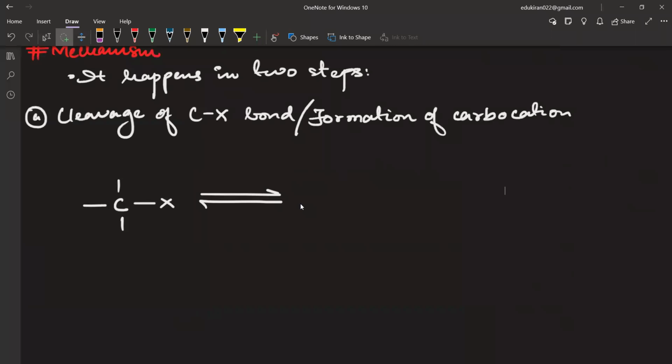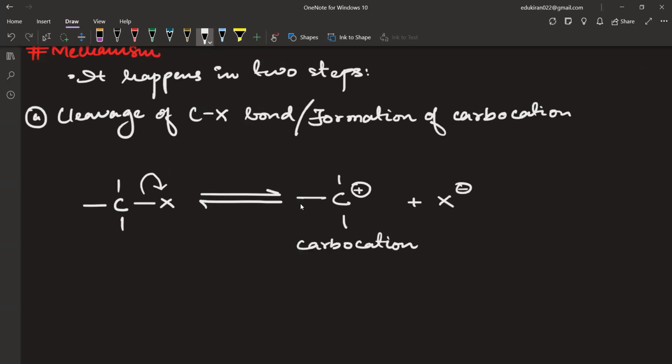So you have a carbon atom here. The carbon atom is bonded with 3 different groups, and there is one halogen, which is the leaving group. So what will happen? It will break like this, and you will get a carbon with a positive charge. This is known as a carbocation, plus X negative. Why have I shown it here as reversible?